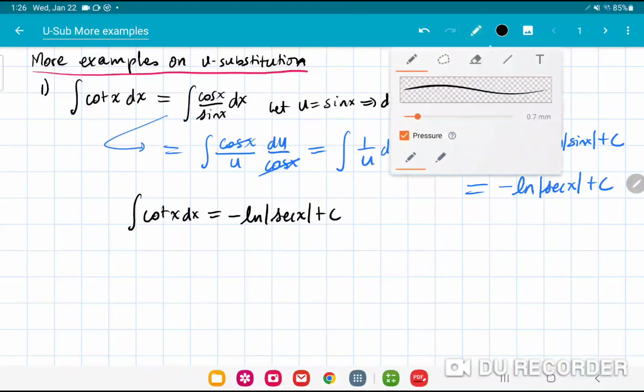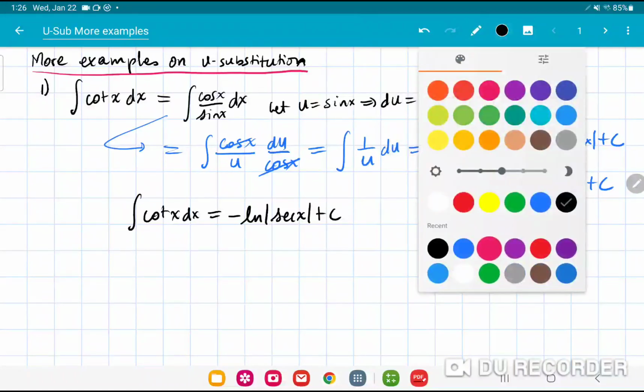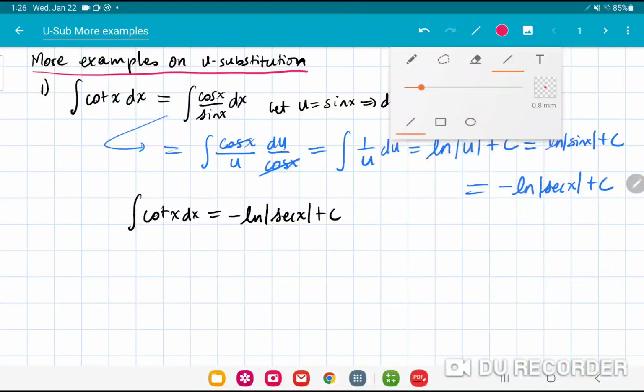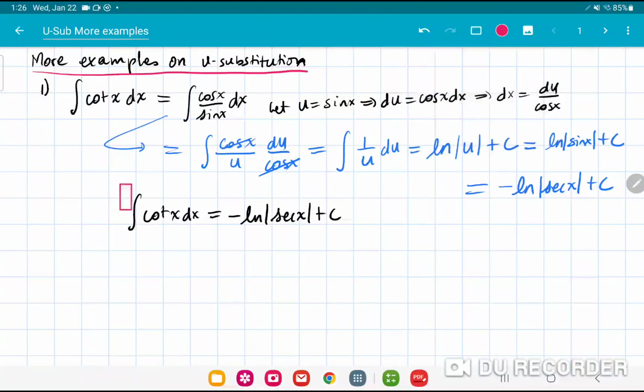Okay, I am going to box that because we need to memorize this formula. This is one of the formulas that I asked you to memorize.